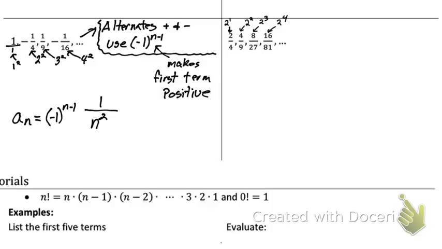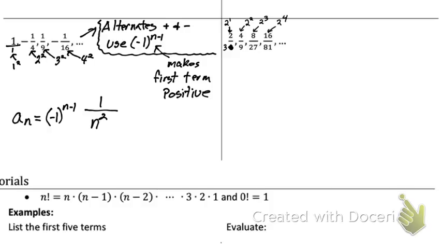There's a mistake on this one. I must have printed off an old edition. This 4 down here on the bottom left should actually be a 3. Otherwise, this doesn't work. I just printed off the old edition. So now we have 3, 9, 27, 81.